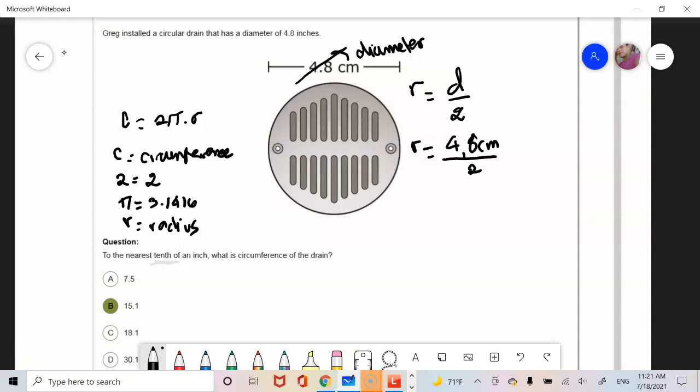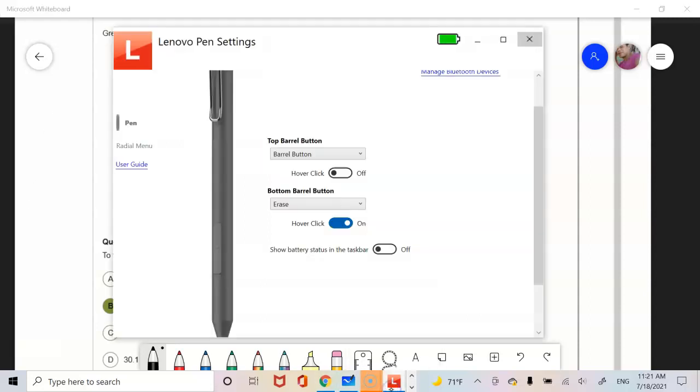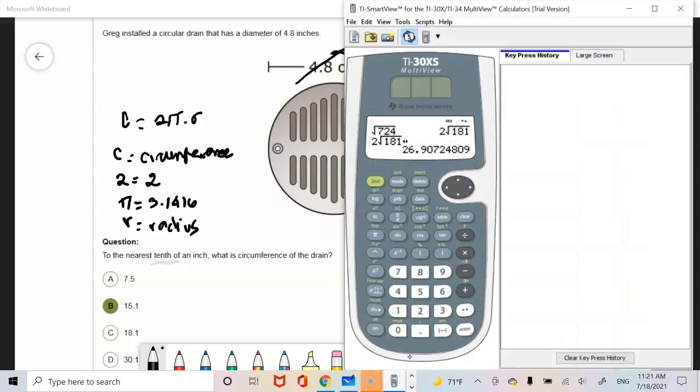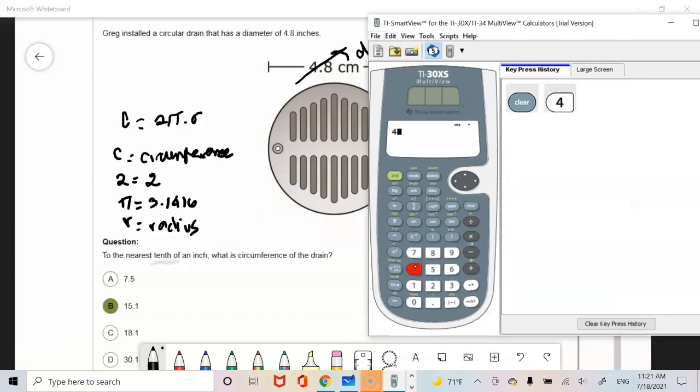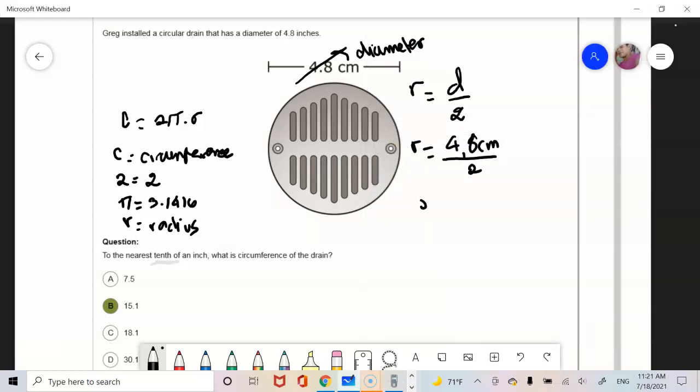Then I'm going to use the calculator so you know how to use it. Let me minimize this. So let's use the calculator here. I'm going to clear everything that I see. So you press the clear key. So I'm going to divide 4.8 by 2. So I click 4.8 and I divide that by 2. Hopefully you are seeing my pen here. And then I'm going to press enter. And then it's 2.4. So the result, my radius is 2.4, okay?